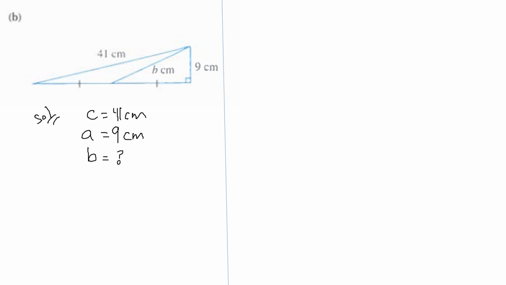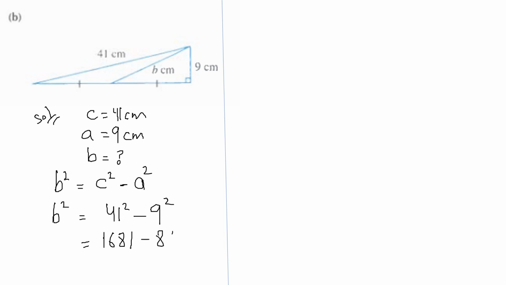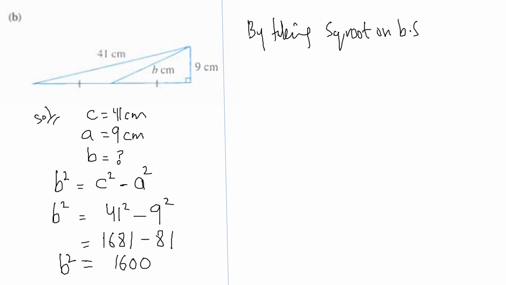And now we know how we find b: b squared is equal to c squared minus a square, right? Now b square is equal to 41 square minus 9 square. Now you have to find 41 square, that is 41 multiplied by 41, and you will get 1681, and by taking 9 square you get 81. Now you have to subtract these two and you will get 1600, right? And then by taking square root on both sides, you will get root of b square and root of 1600.